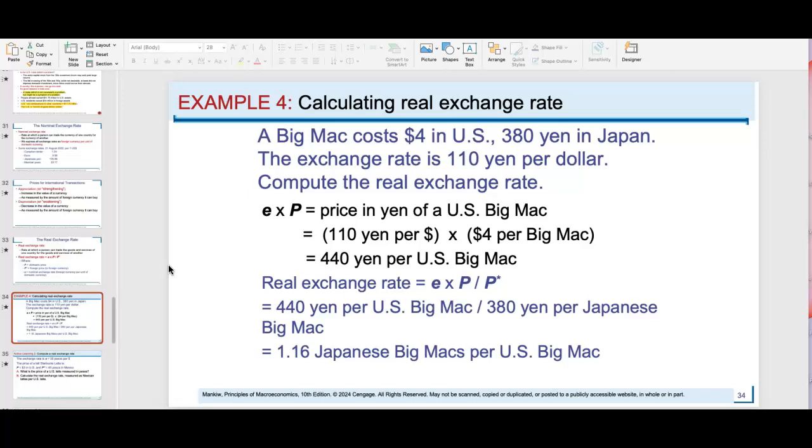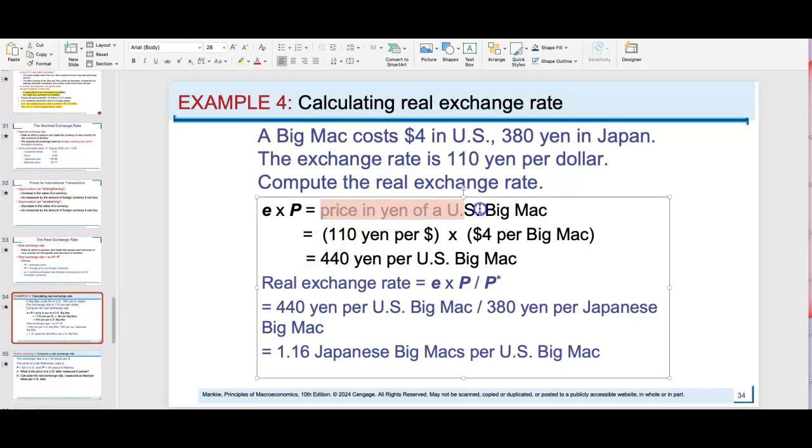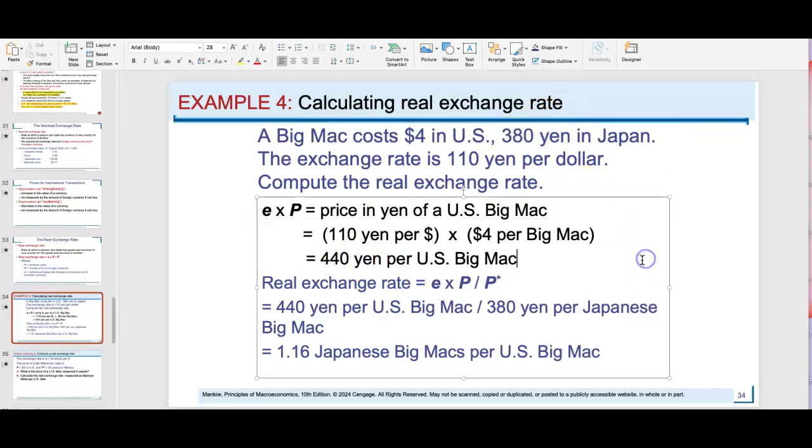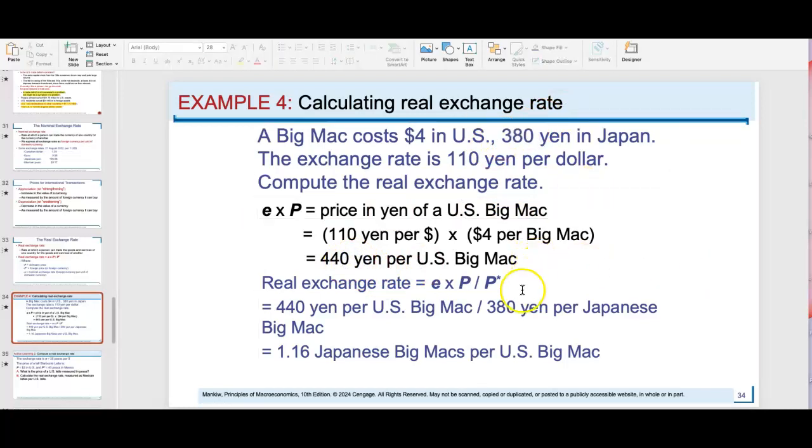We multiply it by P, which is the domestic price. So the $4. Let's compare the exchange rate of 110 yen by $4. We can say that the price in yen of a US Big Mac is 440 yen. In Japan, it's 380 yen. So we already know it costs more in the US.